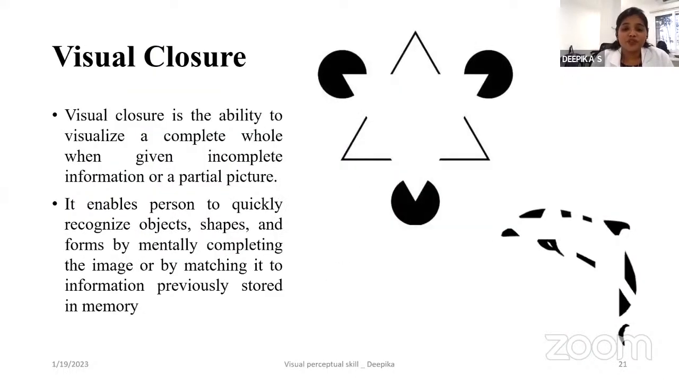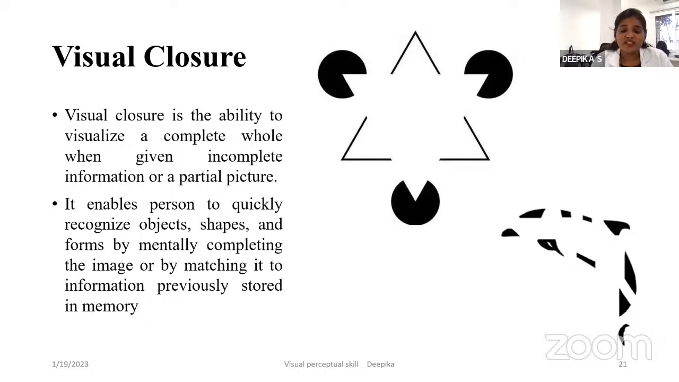Now we are entering into visual closure. Visual closure is the ability to visualize a complete whole when given incomplete information or a partial picture. It enables a person to quickly recognize objects, shapes, and forms by mentally completing the image or by matching it to information previously stored in the memory.